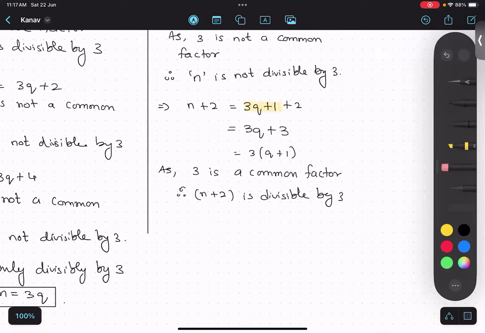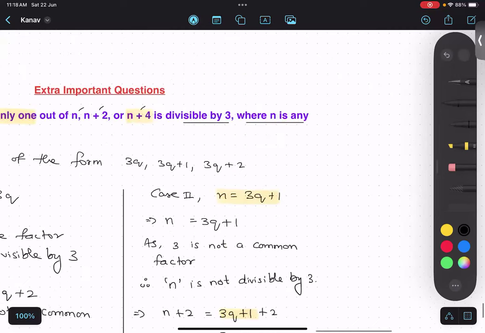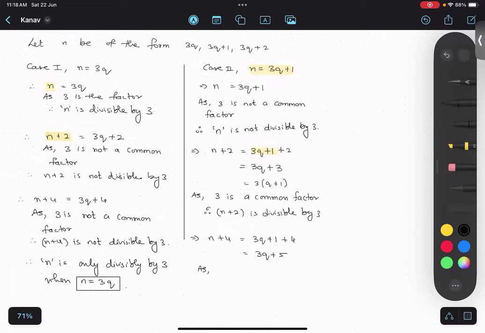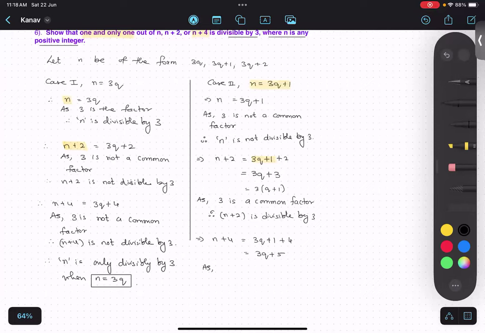Yes. Now I will take n plus 4. So 3q plus 1 plus 4, that is 3q plus 5. Do we have 3 common? No. Can you see how patiently I'm writing? As 3 is not a common factor, therefore n plus 4 is not divisible by 3.